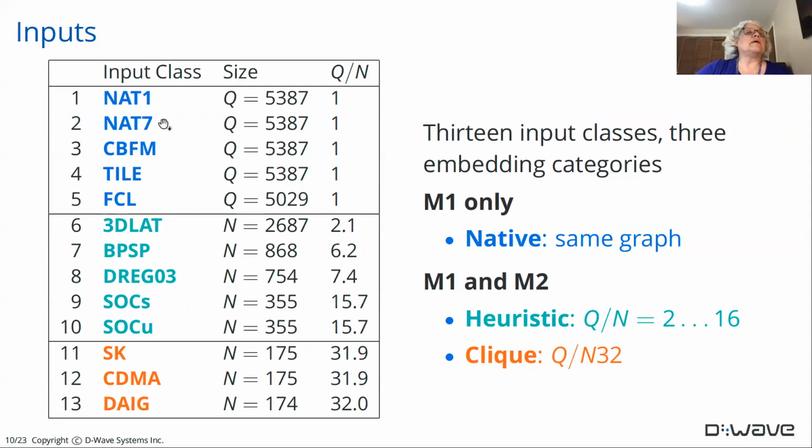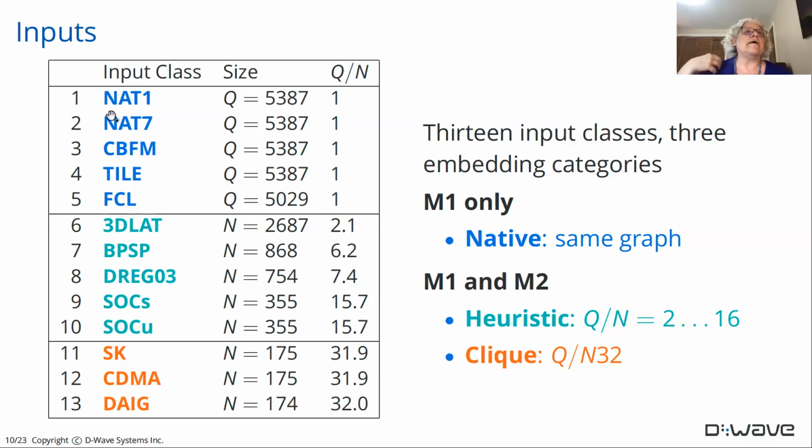So here's a quick look at our inputs. The first 5 are defined on the Pegasus graph. And these are all basically graphs found in the literature on quantum speedup, which attempts to identify inputs where you can find a scaling difference between classical and quantum annealing at small n, of course, because it's empirical.